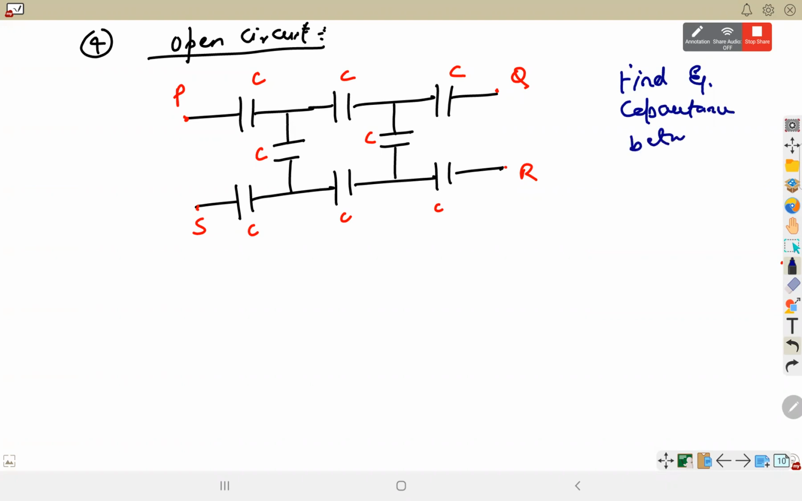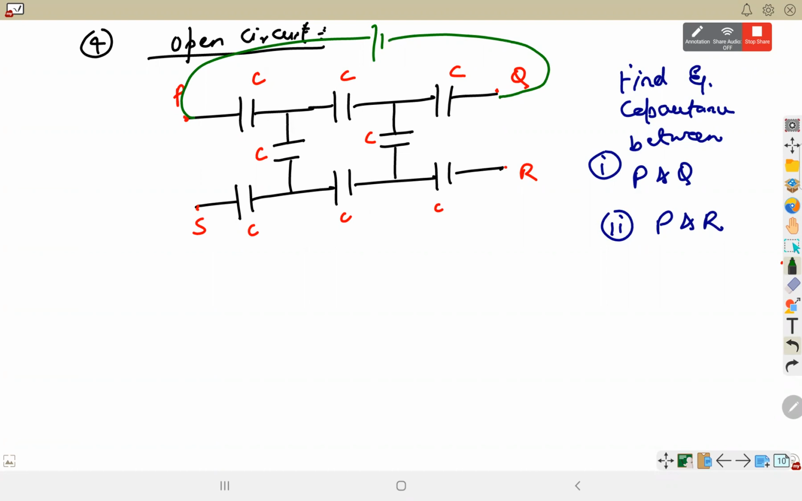Find equivalent capacitance between P and Q first time, and second time you have to find this between P and R. So if suppose we have to find between P and Q, हम वहां पे बैटरी लगा लेते हैं. So when battery is connected between P and Q, these two capacitor terminals remain as hanging terminals. It's not connected to anywhere. So this is open terminal.